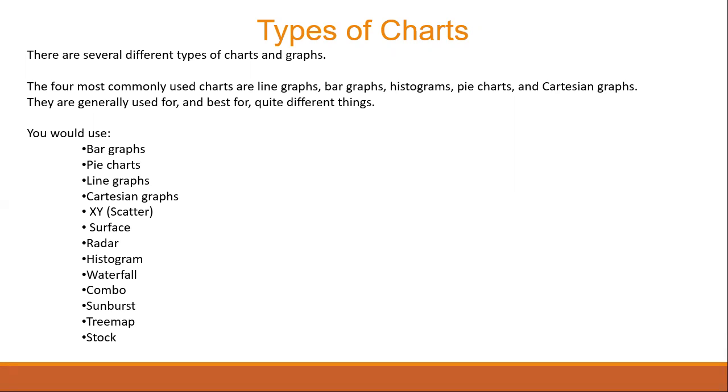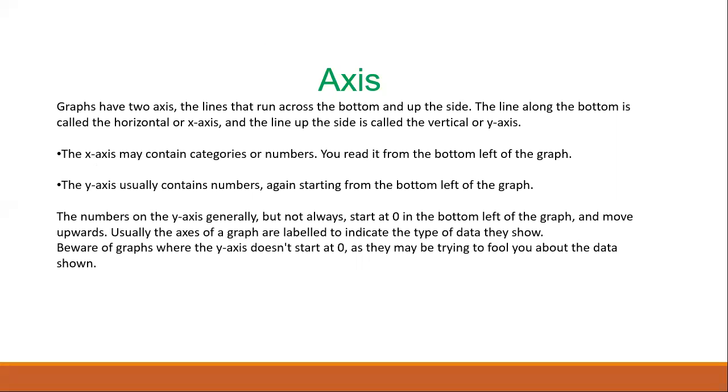First we have bar and pie. These are different types: pie charts, line, and cluster charts. We also have XY charts, surface, radar, histogram, waterfall, and combo. Like this, we have different kinds of charts.